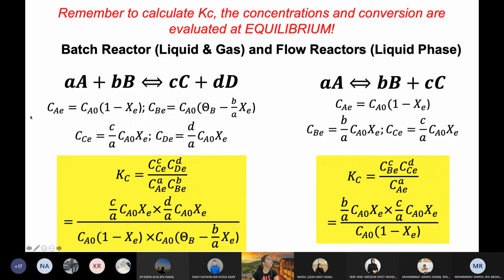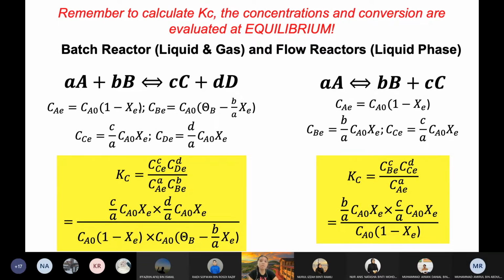So sama je. For my concentration of A at equilibrium, okay, I must also express in terms of Ca0 dan X. But I can no longer write as X sebab the X is very specific at equilibrium. Sebab tu dia menjadi CAE, concentration of A at equilibrium, equals to initial concentration of A, Ca0, in bracket 1 minus XE. Saya kena tulis sebagai XE sebab that is to signify the conversion at equilibrium. Conversion sebelum dia mencapai keseimbangan, kita panggil conversion biasa. Conversion pada keseimbangan is what we call as XE.